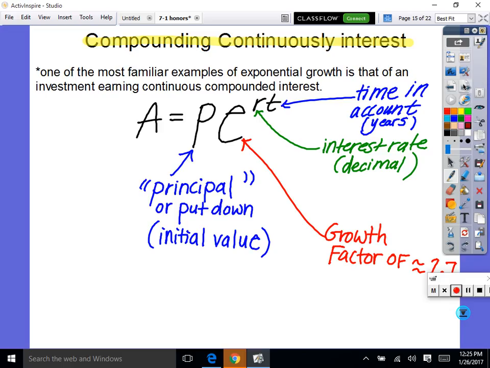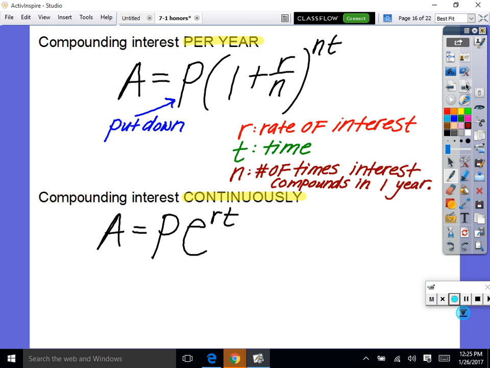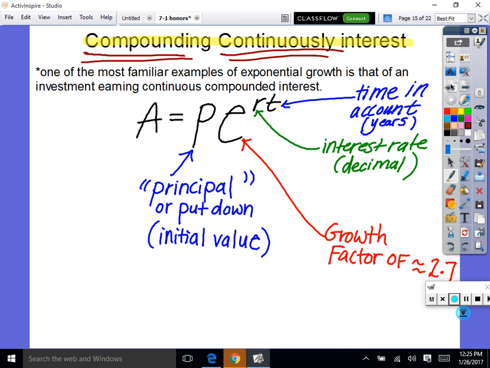So PERT. Anytime you see the keyword, and only when you see the keyword, compounding continuously, is when you use PERT. We only ever use this formula, PERT, when you see the words compounded continuously. So if I give you this amount and it's compounding continuously, that's when you know I'm using the PERT. Okay, so then, do you have that formula written down?